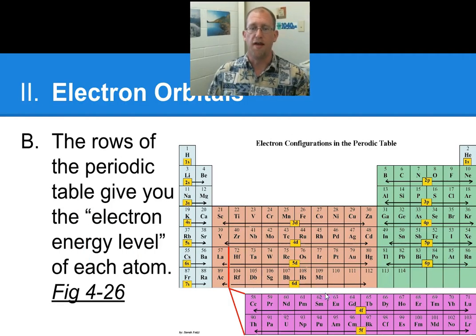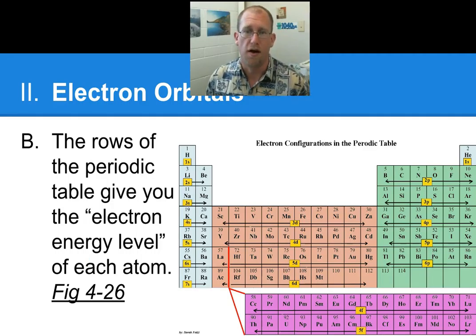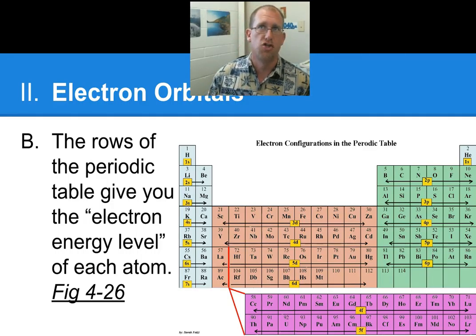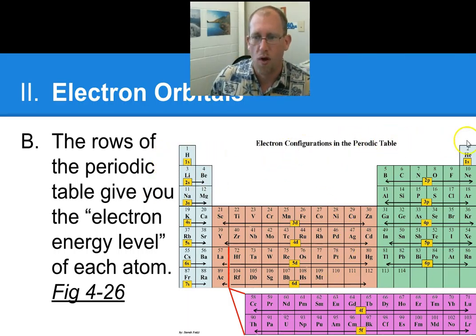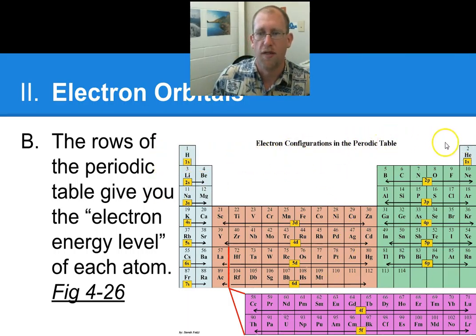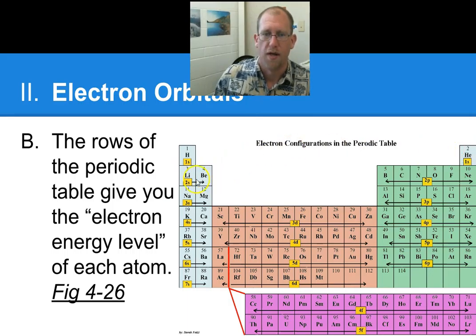Now, the rows are the electron shells, the energy levels. So in row 1, we have only energy level 1. In row 2, we have energy level 2. In row 3, we have energy level 3. In row 4, we start energy level 4, but it gets a little strange here. This is 3d. And then we go back to 4p.